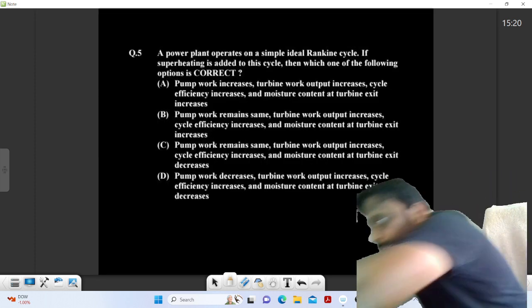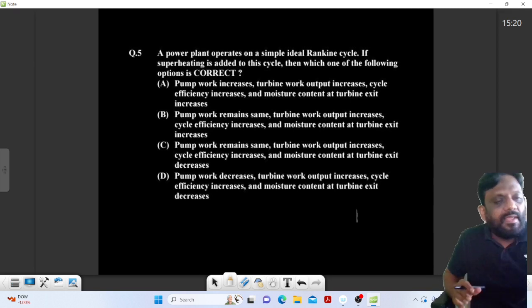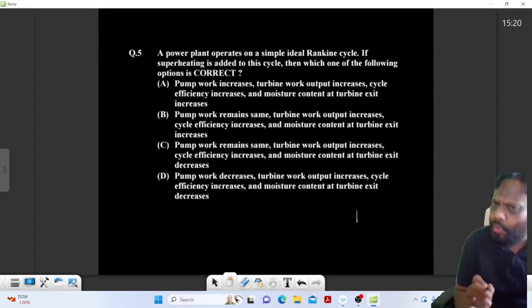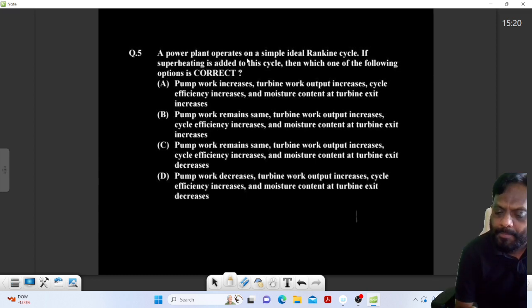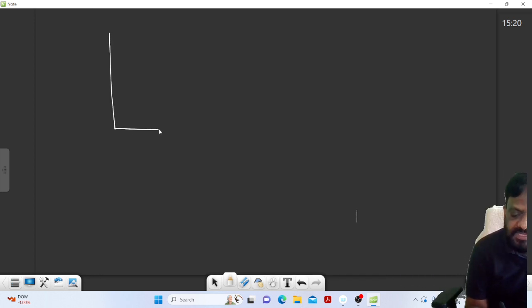Read this question. Please read this question. This is from application of thermodynamics, that is Rankine cycle. Don't worry. So a power plant operates on a simple ideal Rankine cycle. If superheating is added to the cycle, which one is correct? There is a power plant. First he said it is operating on a simple cycle.